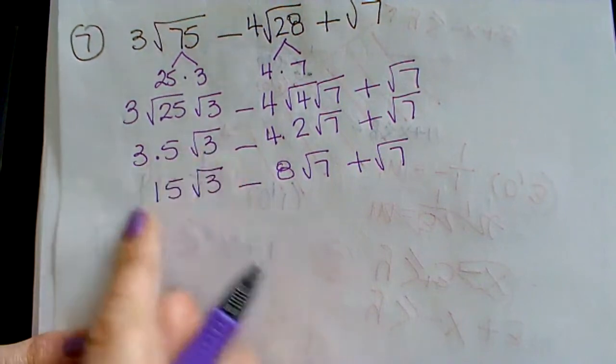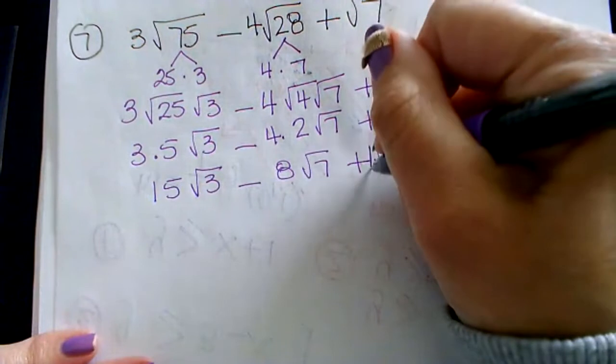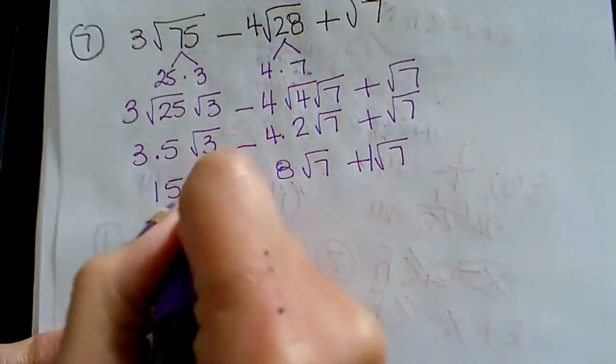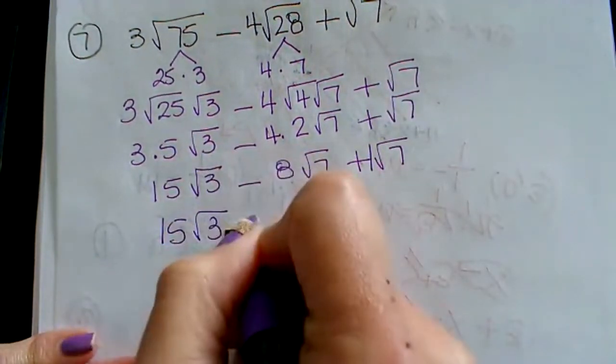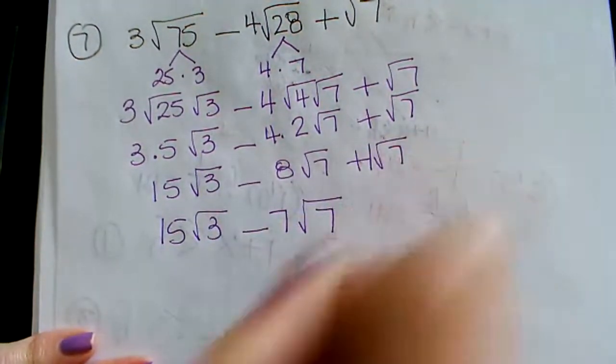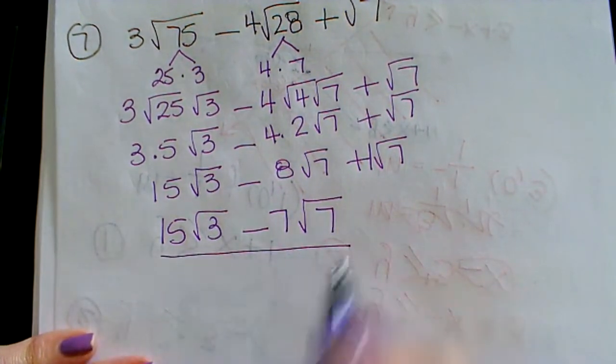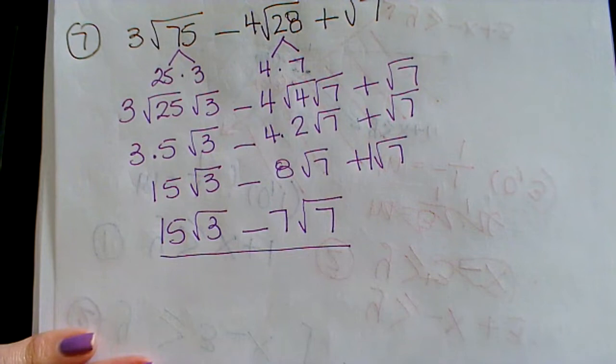Right? So this one, I can't do anything, but I still can work with this 2. Remember, here's a 1. So this one is going to stay the same, but I can combine these 2. And that's going to be 7 square root of 7. Okay? And this is my answer.